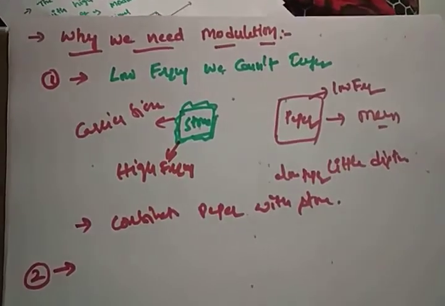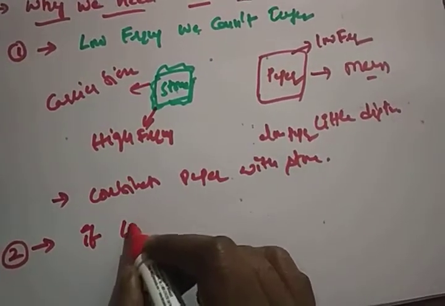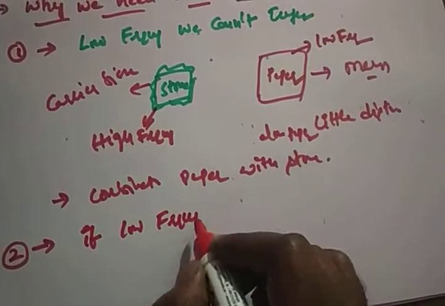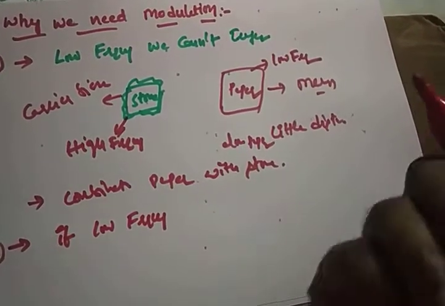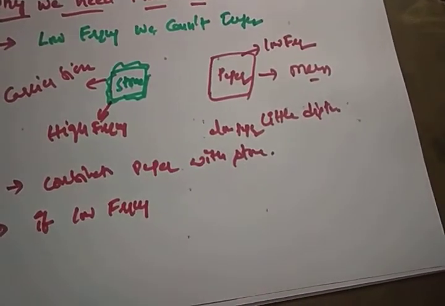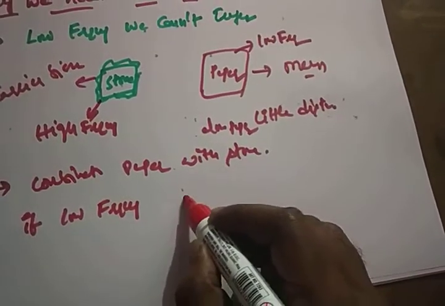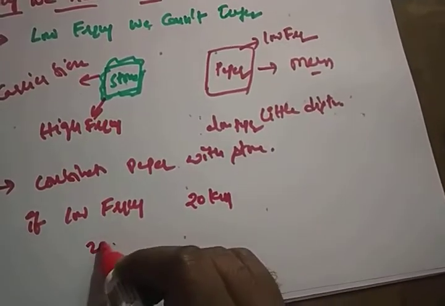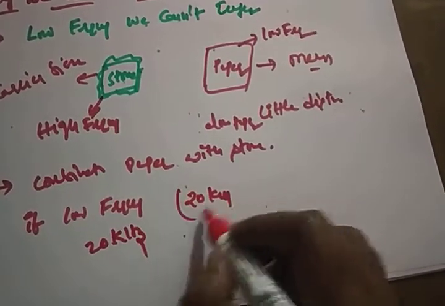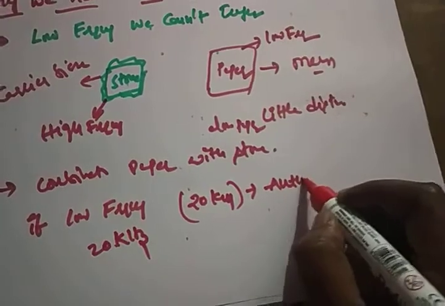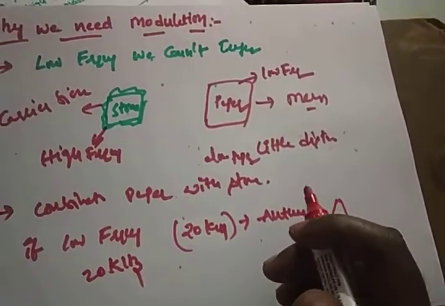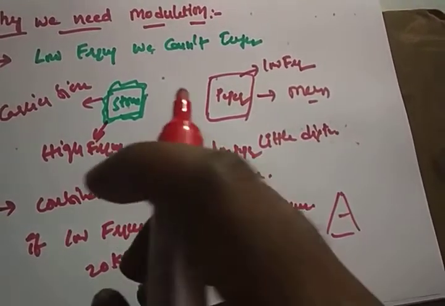Right? If it is a low frequency, it's very difficult to transfer. Or else, if you want to transfer without modulation, the height of the antenna should be very high. That means some 20 kilometers of antenna for 20 kilohertz, 20 kilometers of height of the antenna that you require in order to transfer the low frequency signal without modulation.